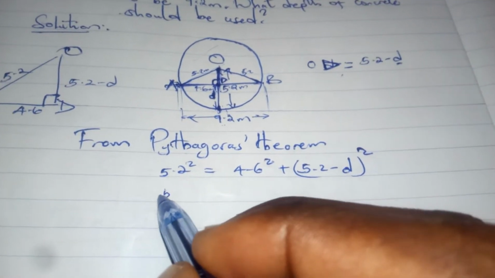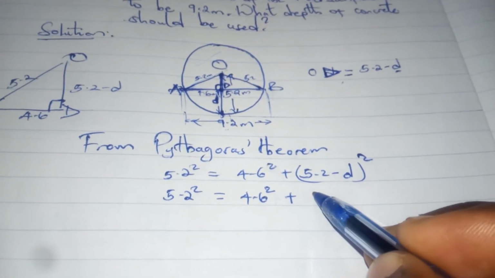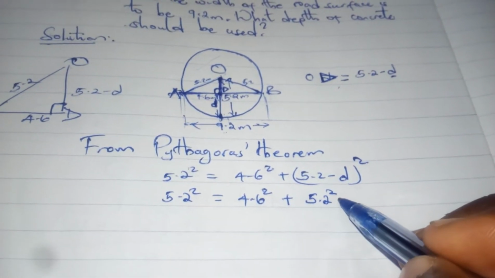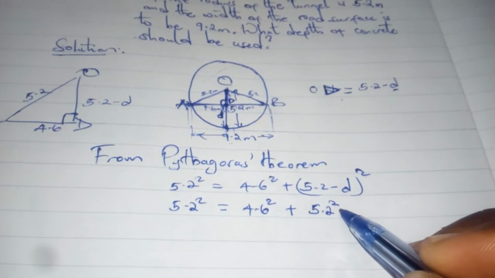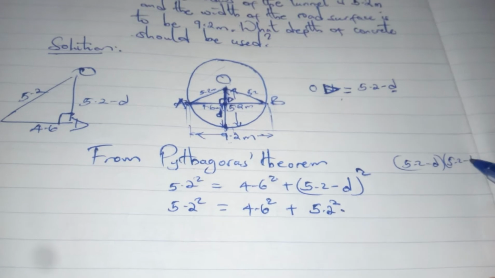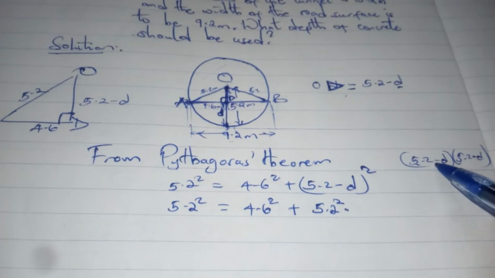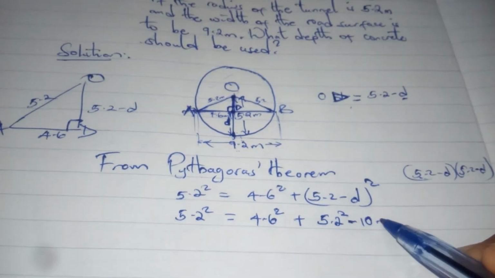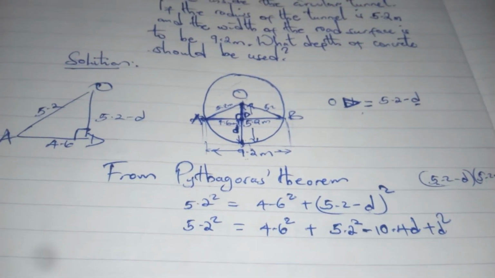So 5.2 squared will actually be 4.6 squared, plus, if you expand that bracket, let's recall our identities, we will have to square that, then plus, it's a minus, 5.2 minus D into 5.2 minus D. We have 5.2 squared, then minus 5.2 D, then minus 5.2 D, so it's going to be minus 10.4 D. Then plus D squared. If you're not sure, you can take your time and expand that.